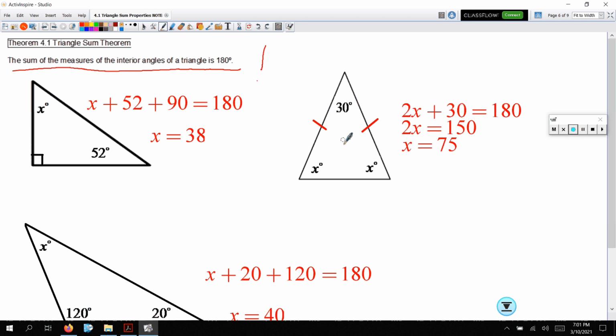Here I have an isosceles triangle. In isosceles triangles, the base angles are always congruent. We'll talk about that later. But so 2x plus 30 equals 180. 2x equals 150. X equals 75. So the measure of those angles is 75 degrees. All right, I guess I could put 38 in here too.